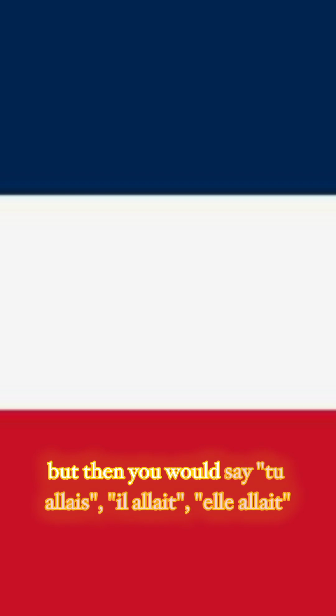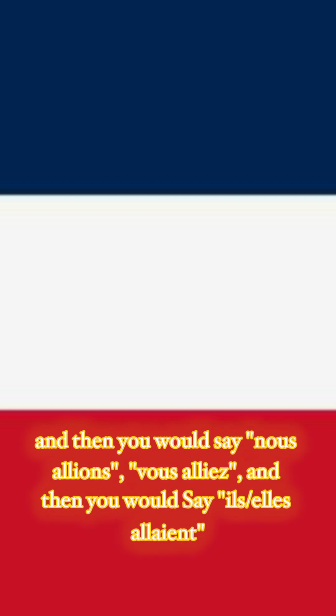So, for ER verbs, all ER verbs, including aller, which is the most irregular and the only irregular ER verb, all you have to do is just remove the ER and put the endings in. For example, if you were to say, I used to go or I went, you would say, j'allais, and then you would say, tu allais, il allait, or elle allait, and then you would say, nous allions, vous alliez, and then you would say, ils allaient.